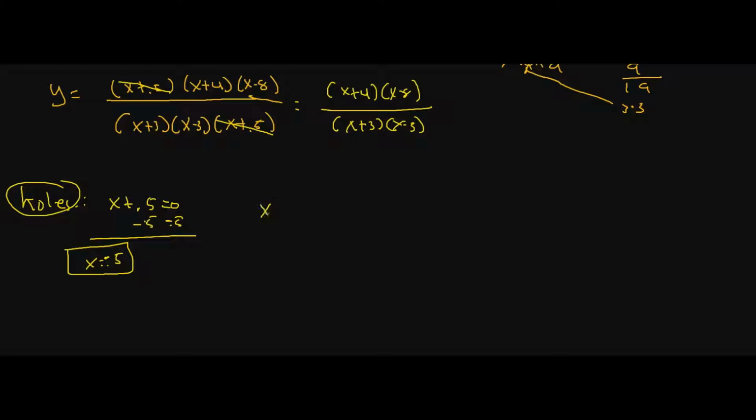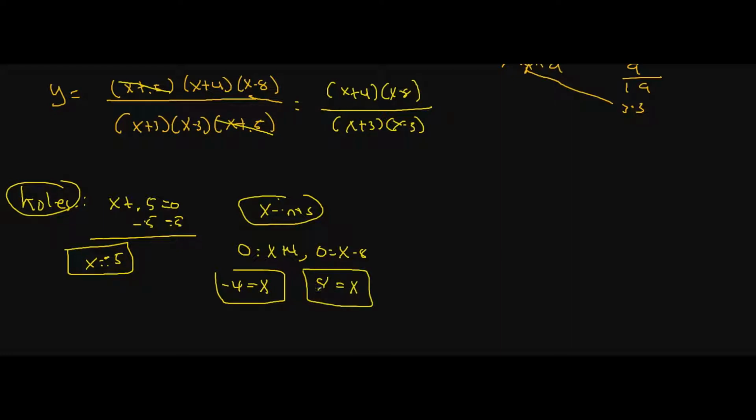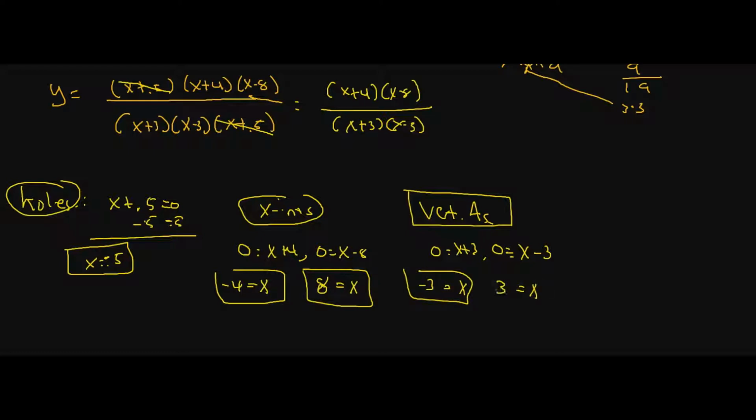To find the x-intercepts, I set the numerator equal to 0, so we're going to set x plus 4 and x minus 8 equal to 0. Here we're going to get x is equal to negative 4, and here we're going to get x is equal to positive 8. Over here for the vertical asymptotes, we're going to get 0 is equal to x plus 3 and 0 is equal to x minus 3. And so we're going to get x equals negative 3 and x is equal to positive 3.